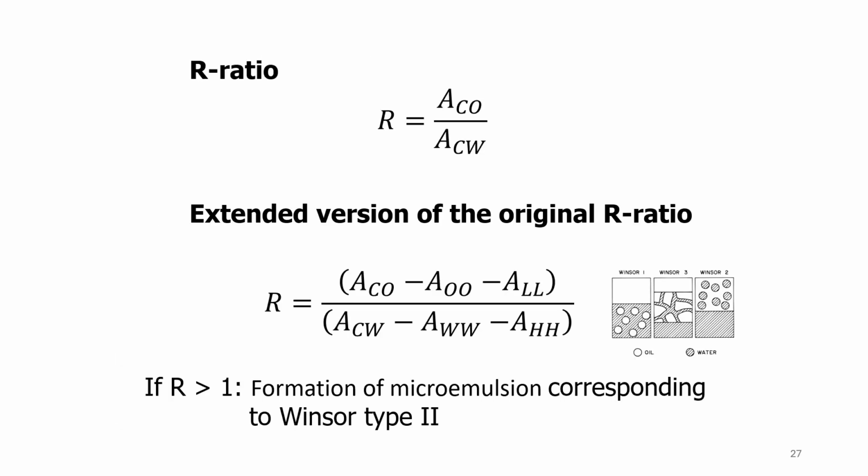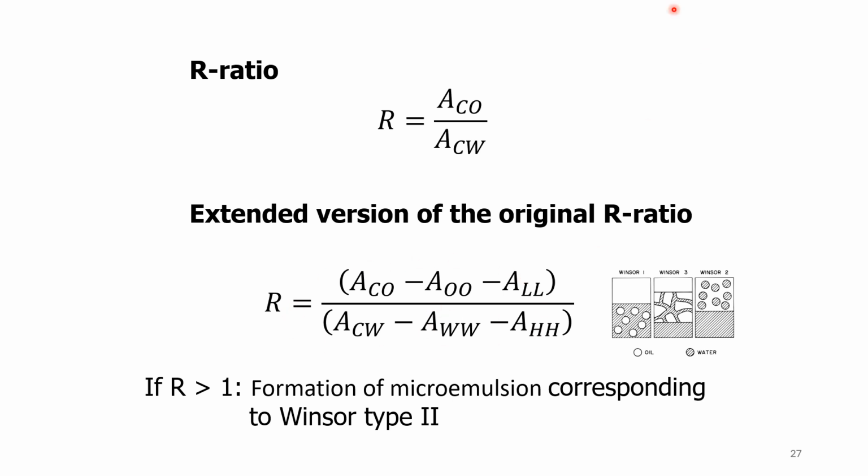We can express qualitatively these variations in dispersing tendency by using the R ratio, which is the ratio of the cohesive energy for the surfactant in the oil phase to the cohesive energy for the surfactant in the water phase. To account for the structure of the oil phase and the interactions between the surfactant molecules, there are derived and extended versions of the original R ratio, which is given here.